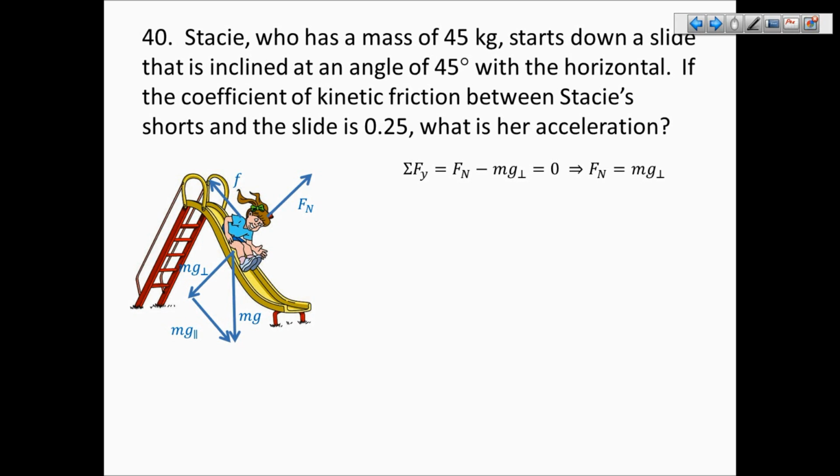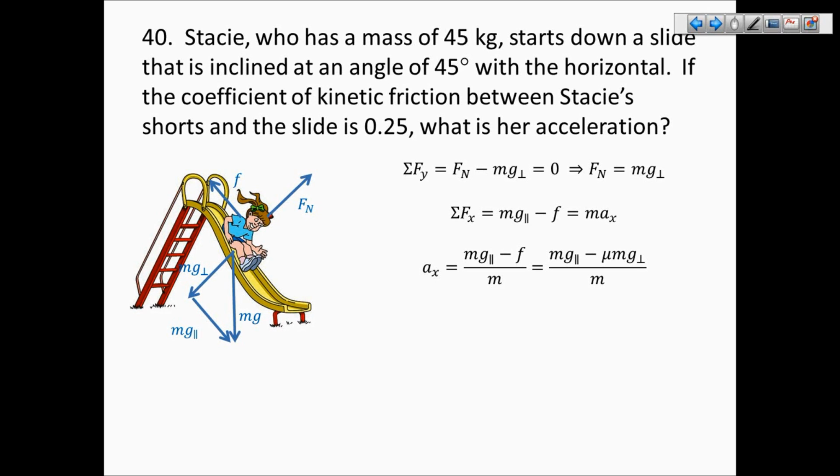Doing a sum of forces in the y direction, that is perpendicular to the slide, shows that the normal force is equal to the perpendicular component of her weight. Not a big surprise there, but it's always nice to verify what the normal force is. Doing a sum of forces in the x direction, that is down the slide is positive x, up the slide is negative x, we have mg parallel minus friction. Now this sum of forces, like all sum of forces, is equal to ma. It's not equal to 0. She is accelerating, or at least I think she's accelerating, so I'm going to set it equal to ma, not equal to 0, like we did with the previous sum of forces.